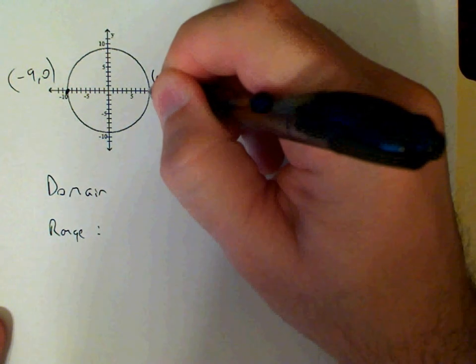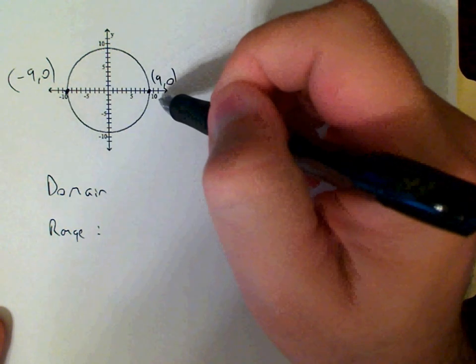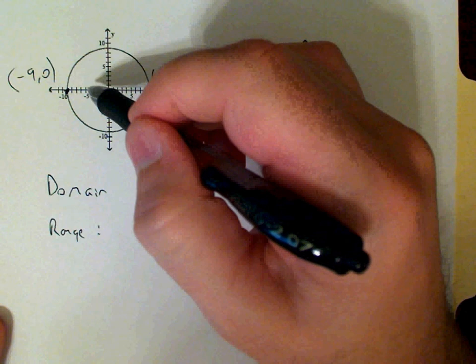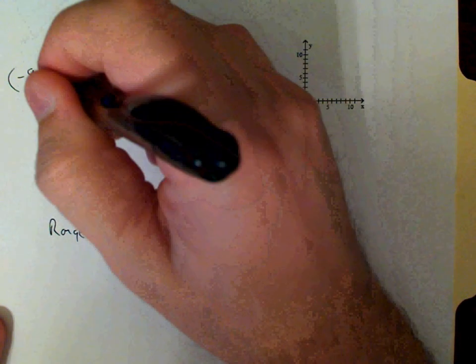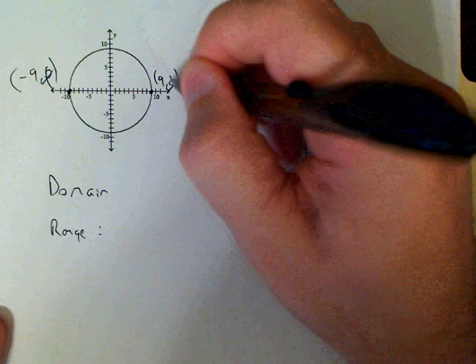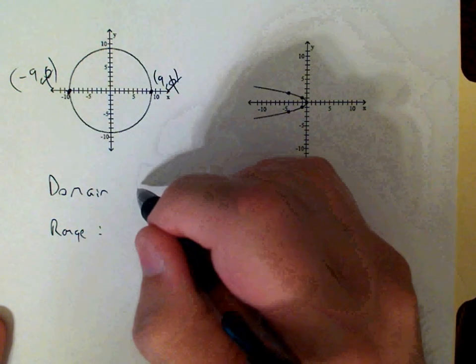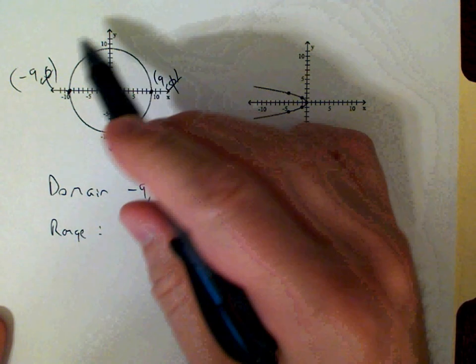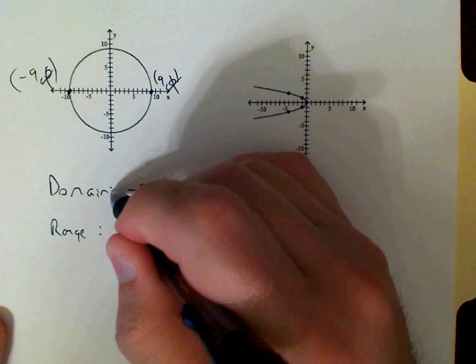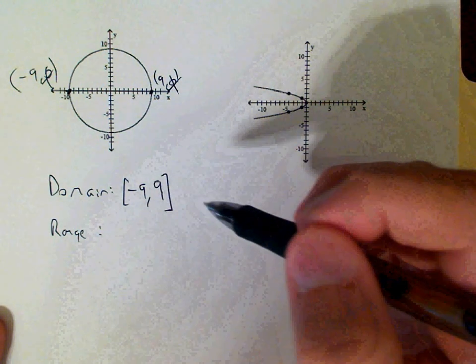So I'm looking left to right. Farthest left x value to farthest right x value. So how far left? By the way, since we are looking at only the x values for the domain, I don't care about that y value or that y value. I only care about the x values. So it's going left to negative 9 and going right to positive 9. Since the circle is going through both those points, I'm going to include both of those points by using brackets. So the domain is negative 9, 9.